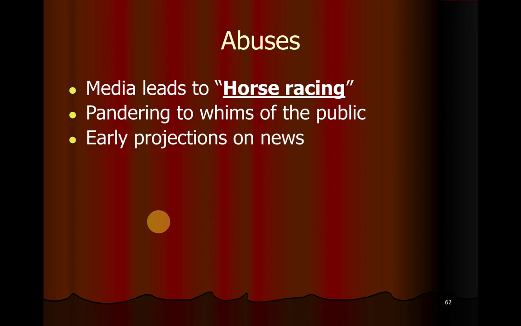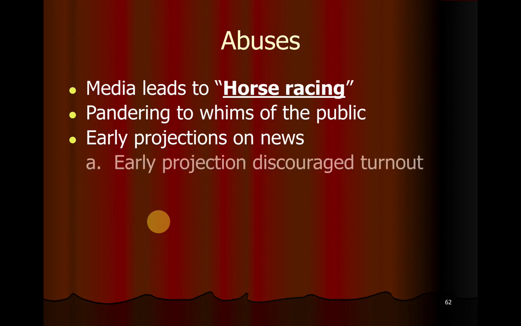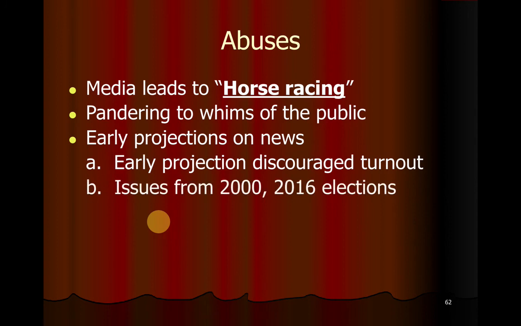And of course, early projections, when the news tries to predict who's going to win an election, it is often within the margin of error, but still wrong. If you have a really close election that's 51 to 49, but the plus or minus margin of error is 3%, well, somebody could be winning by a significant amount, or it could mean that the person they predicted to lose could win. So a lot of early projections discourage turnout. We saw this in issues in 2000 and 2016 and in 2020.